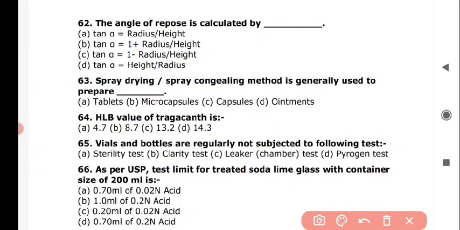Next question is, the angle of repose is calculated by, and the correct answer is option D, that is tan alpha is equal to height upon radius. Next question is, the spray drying or spray congealing method is generally used to prepare, and the correct answer is option B, that is microcapsules. Next question is, HLB value of tragacanth is, and the correct answer is option C, 13.2. And next question is, vials and bottles are regularly not subjected to the following test, and the correct answer is option C, leaker or chamber test.